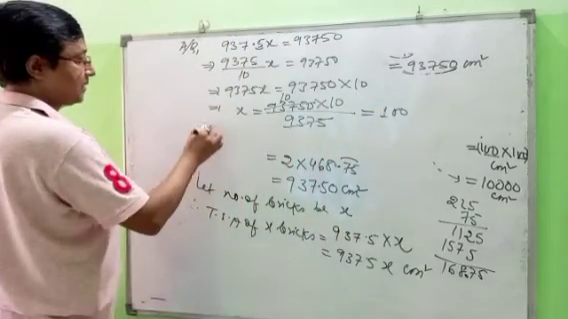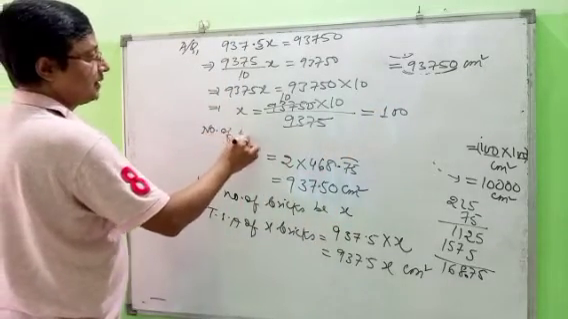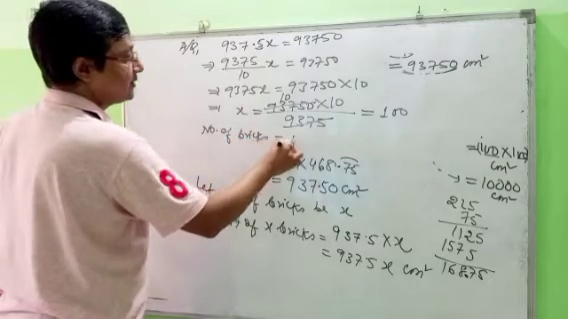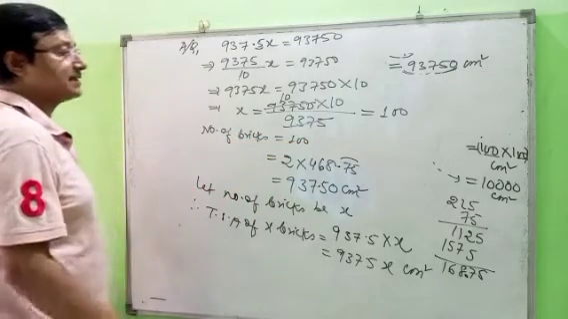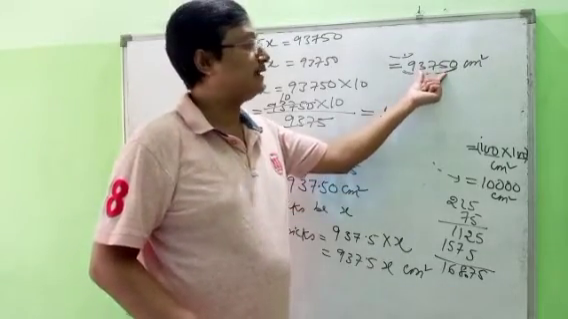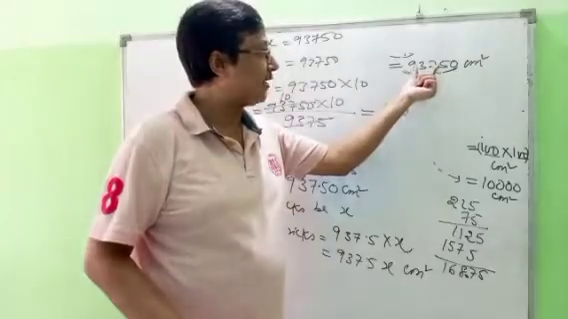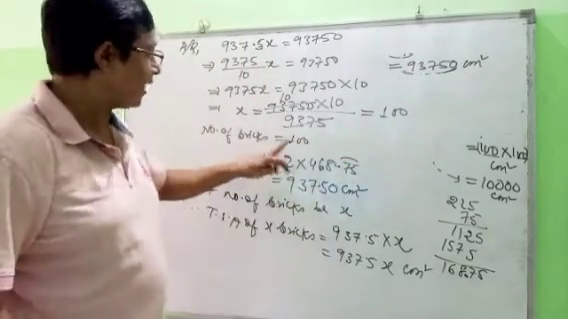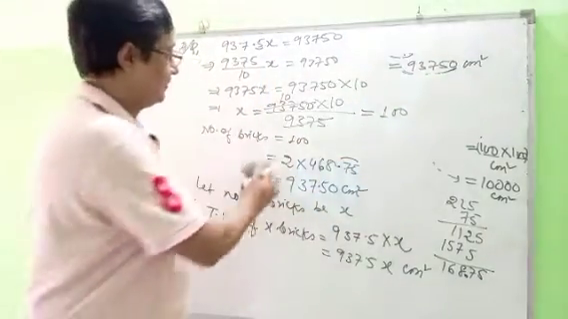So number of bricks you got 100. That means 100 number of bricks that can be painted from the area of paint present in the container. So from this much area of paint, you can paint 100 bricks. This is your answer.